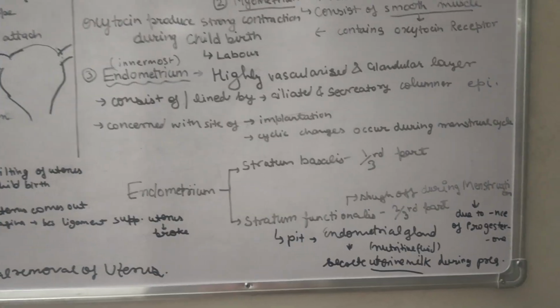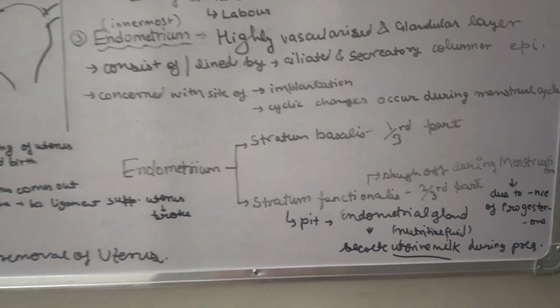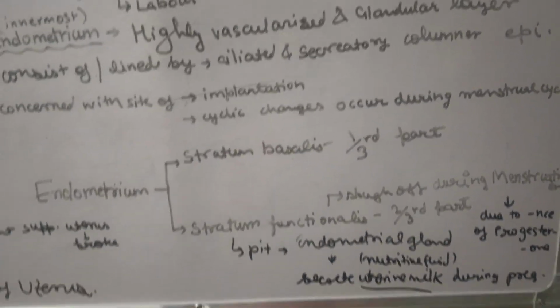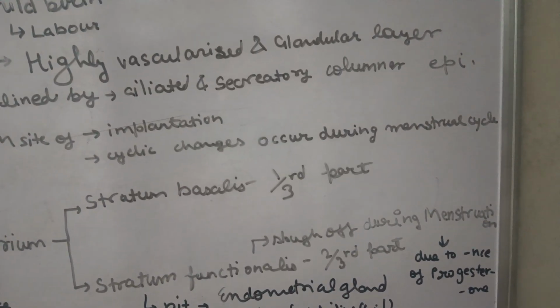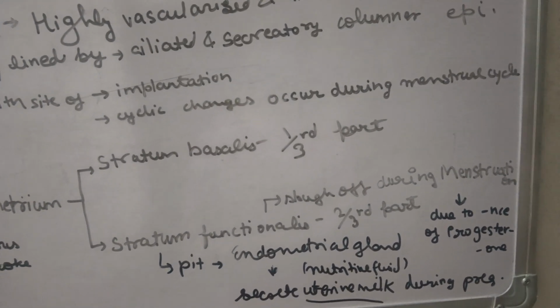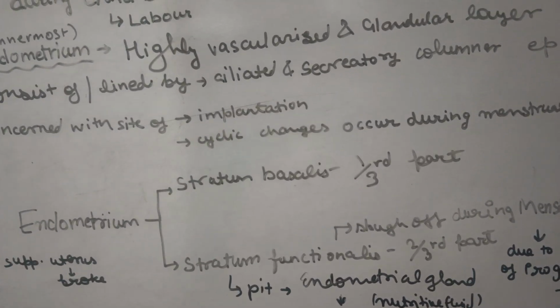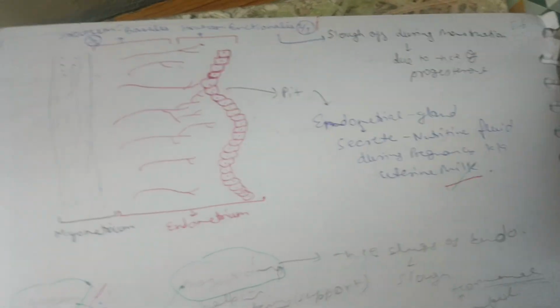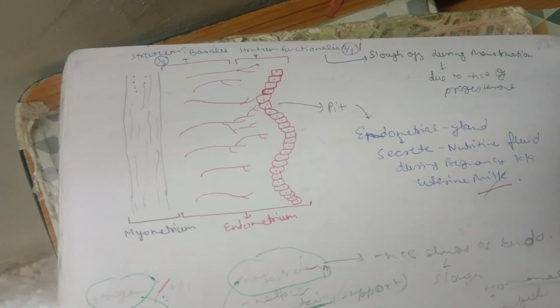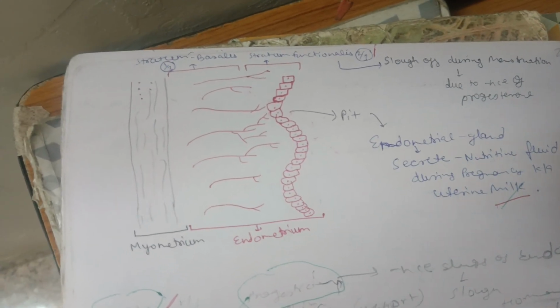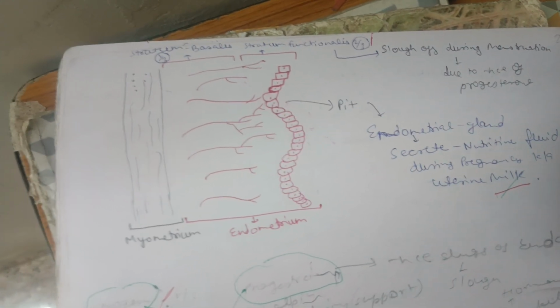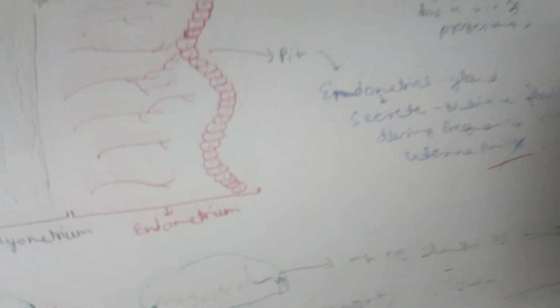So endometrium is again made up of two parts, that is stratum basalis and stratum functionalis. Stratum basalis is the 1/3 part, and stratum functionalis is the 2/3 part of the endometrium. It actually looks like this. There's myometrium, then endometrium. Stratum basalis is there, stratum functionalis is there. Stratum basalis is 1/3 part, and stratum functionalis is 2/3 part of it.